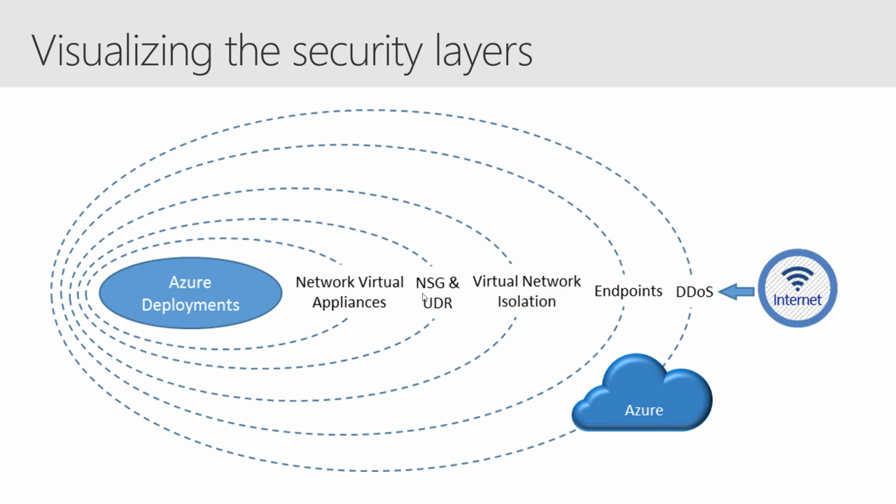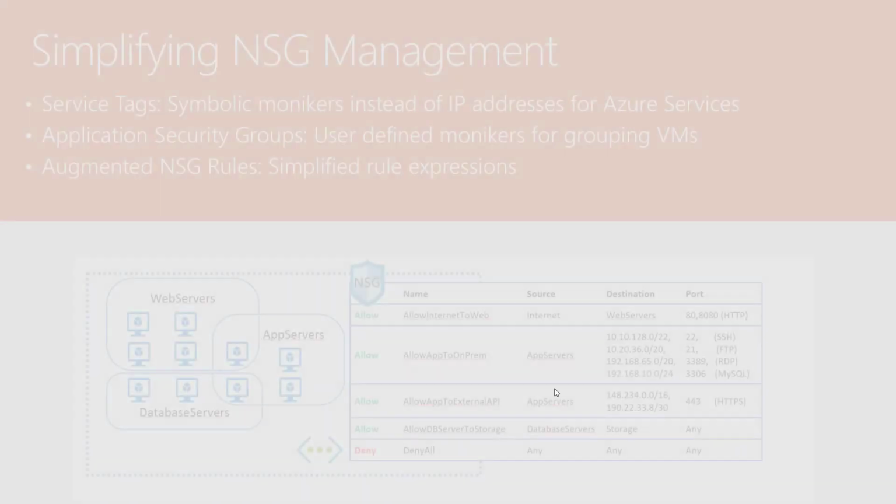Then we have network virtual appliances. You're talking about appliances like Sophos XG firewall and other different firewalls that may be out there. And then we have Azure deployment in there. So having that understanding, let's move on.